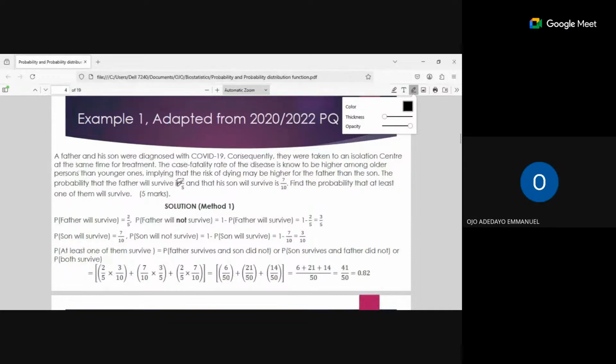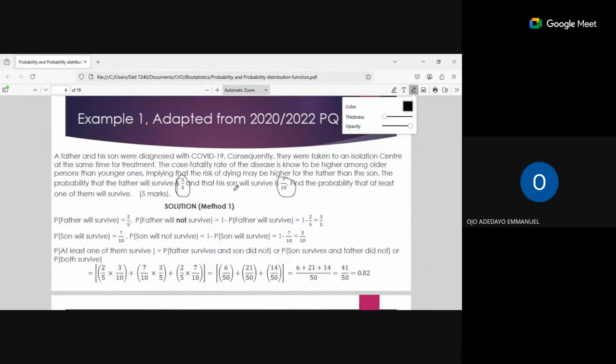Yes, I can. So the probability that the father will survive is 2 over 5. Please take note of this. Then the probability that the son will survive is 7 over 10. Now the question is: find the probability that at least one of them will survive. The events we have are the probability that the father will survive and the probability that the son will survive. Now they ask what is the probability that at least one of them will survive? Please note this: the total probability always equals 1.